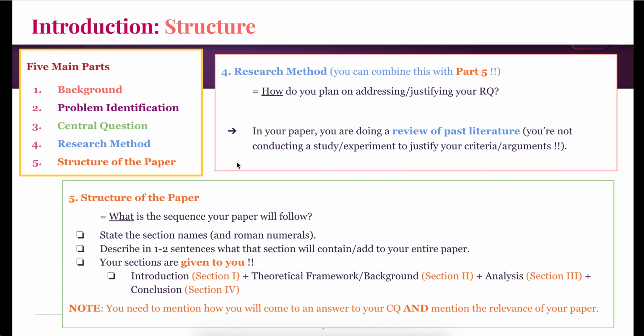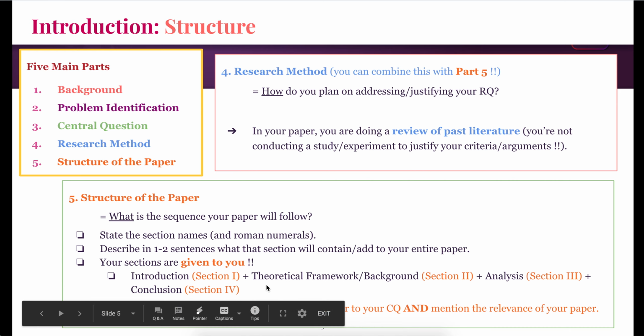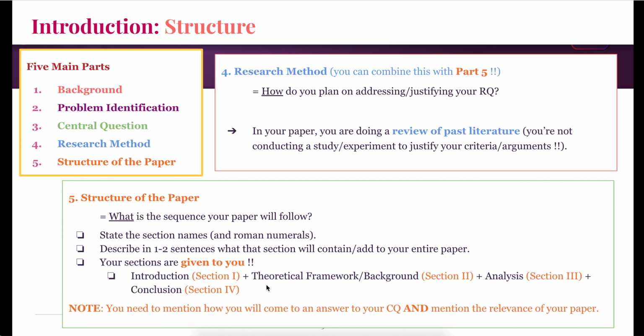And again, I just put it here in Roman numerals so you know how you're supposed to describe it in your writing assignment. And an important note also for your introduction is that you need to mention how you will come to an answer for your central question.